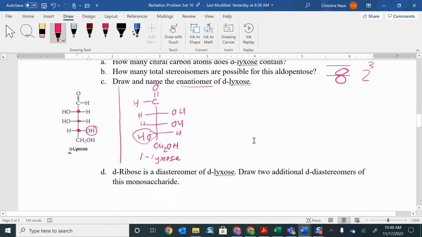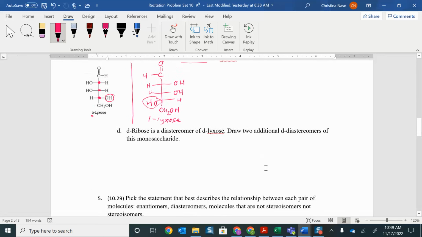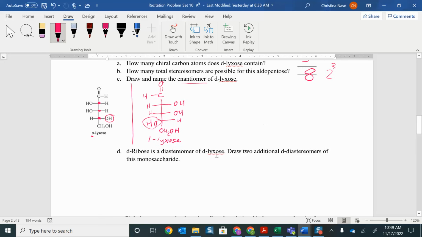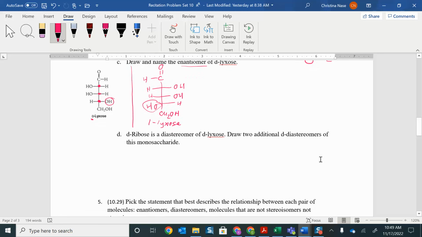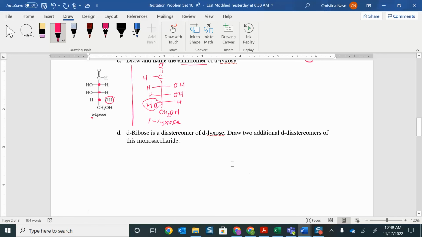All right. The next one says D-ribose is a diastereomer of lyxose. Can you draw 2 additional D diastereomers of this monosaccharide? Okay, so there are 8 total stereoisomers. We just drew 2 of them. There are 6 more. They're just asking you to draw 2 of those, and they want specifically the D diastereomers. Okay, so what does that mean? Let's give ourselves a little more room here, and we are going to draw 2 more of these.